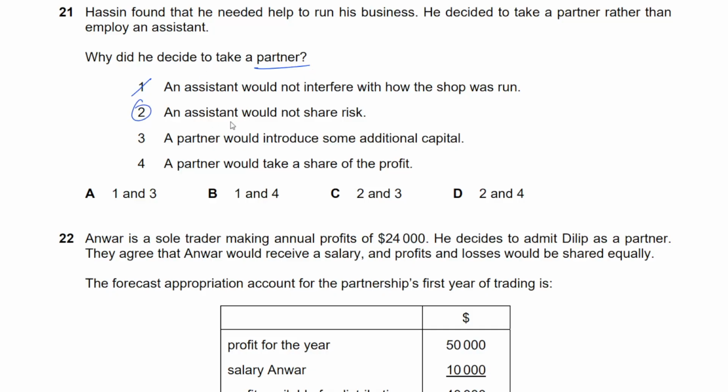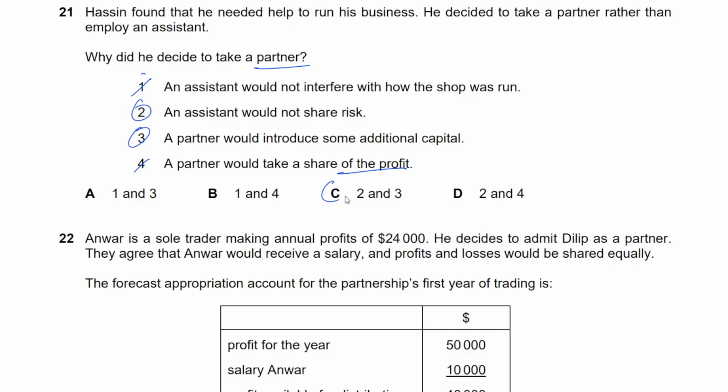Because if he takes an assistant, they will not share risk, but a partner would. A partner will be willing to share the risk. A partner would introduce some additional capital. That's also true. A partner would take a share of the profit. Is that the reason to take a partner? No, that's not a good reason. That's not why he chose a partner, because he wants to share his profit. Who would want to do that? So you can simply cancel 1 and 4.